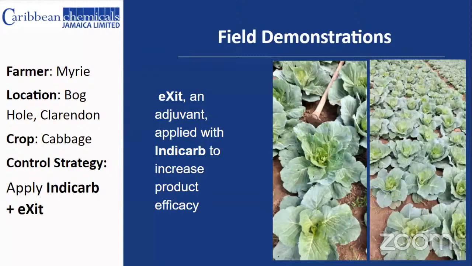So here, this particular demonstration is with cabbage. Remember I was alluding to cabbage as one of those problem crops. This was done in Bog Hole, Clarendon. And the Caratrax along with Exit was used. Again, if you notice, we keep on matching those adjuvants with the active ingredients to improve how they work or extend their efficacy.